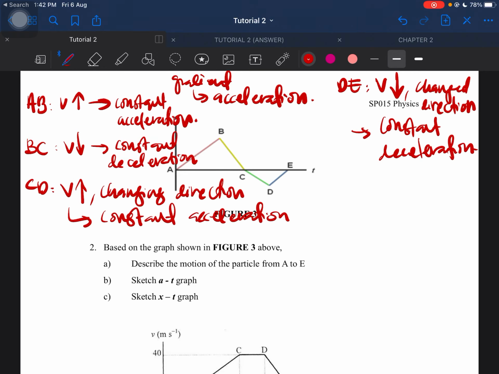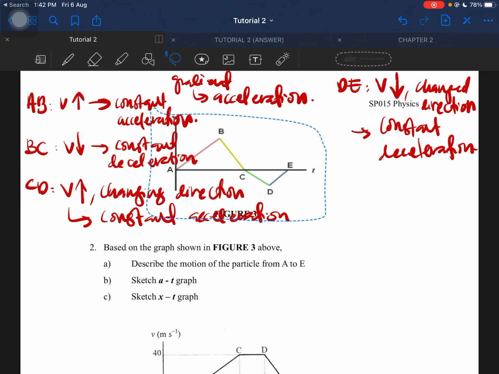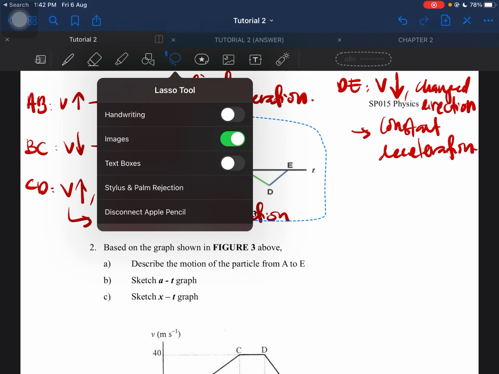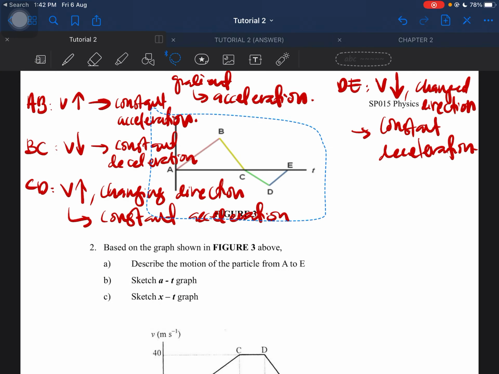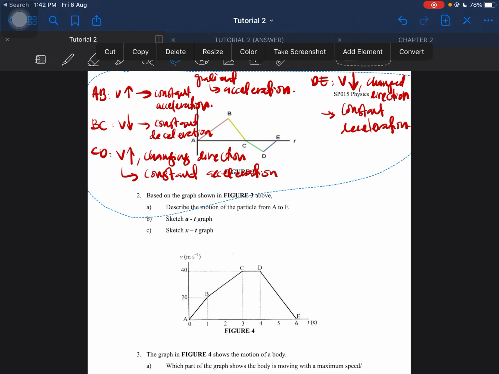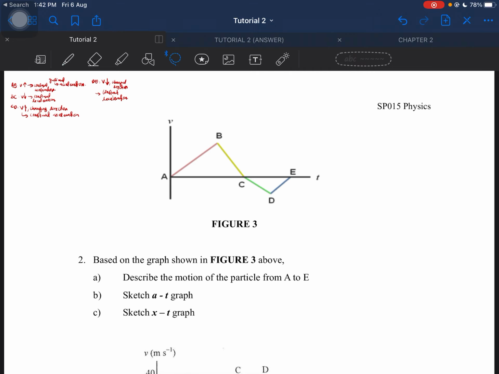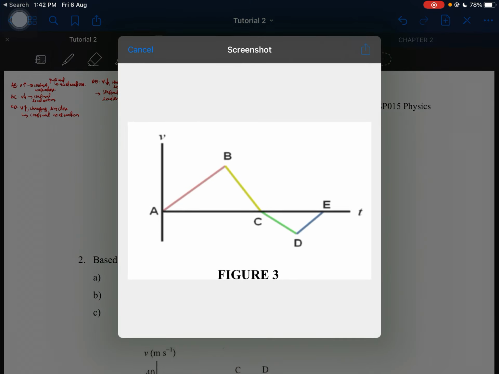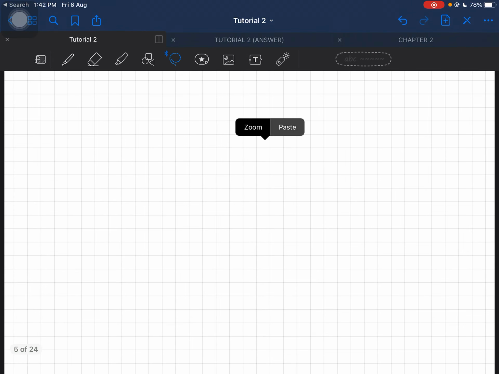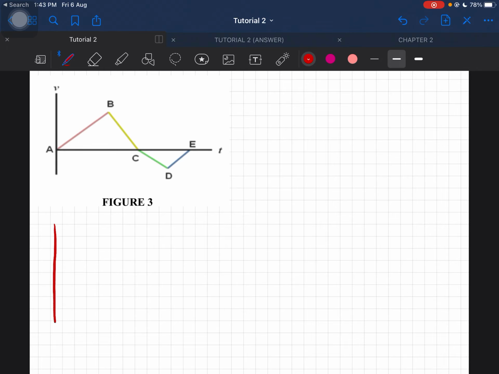Now we have to sketch an acceleration against time graph. Let me just copy this image here instead of the handwriting. Let's screenshot this. I am not able to do that, so let me minimize, resize, and put it somewhere here. Take screenshot, copy, paste. So this is our velocity against time graph, in which we have to do an acceleration against time graph, as well as a graph of distance against time.